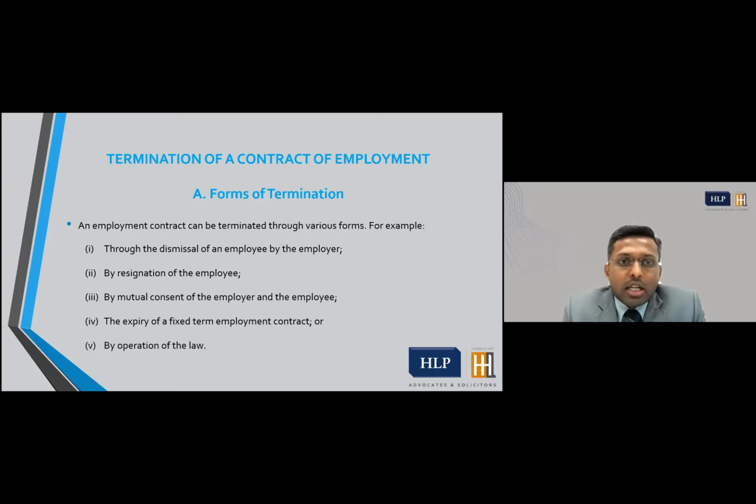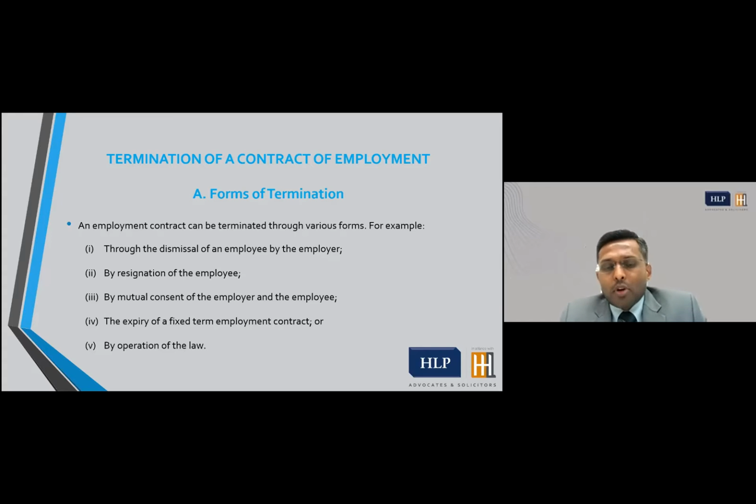Another way in which an employment contract can be brought to an end is through the mutual consent of the employer and the employee. So for example, the employer and the employee come to an agreement and they say, look, we would like to end the employment contract. They can do so through mutual consent. And this is usually in the form of a mutual separation scheme or a mutual separation agreement, where for a certain reason, the employer and the employee decide, okay, let's bring an end to the employment contract.